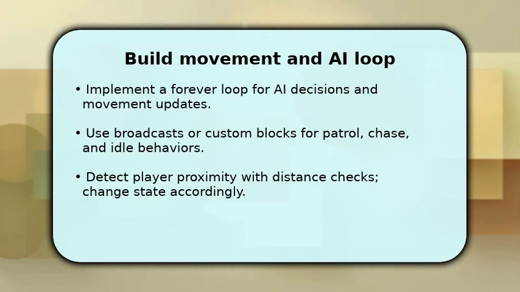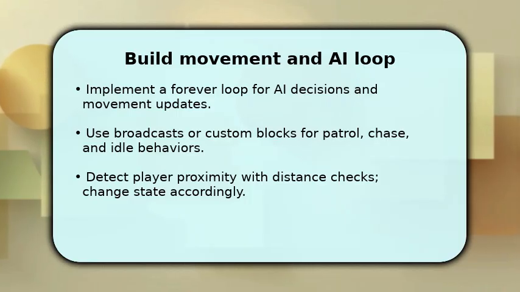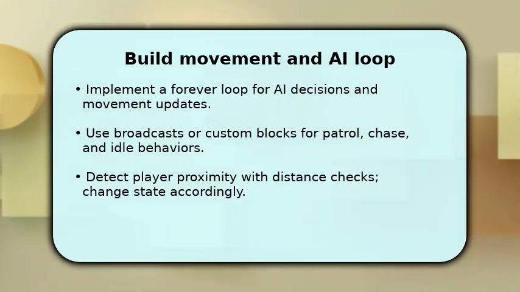You now implement the active behavior loop. Create a forever loop that reads state and runs movement or animation blocks. Make custom blocks like patrol, chase, and idle to keep things modular, then broadcast transitions when conditions change.